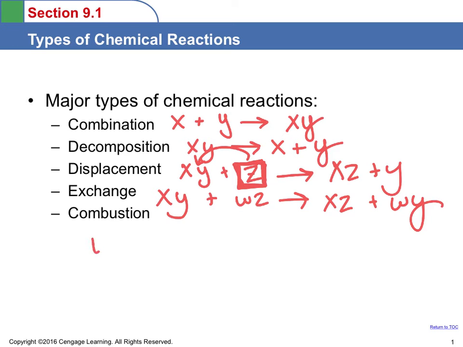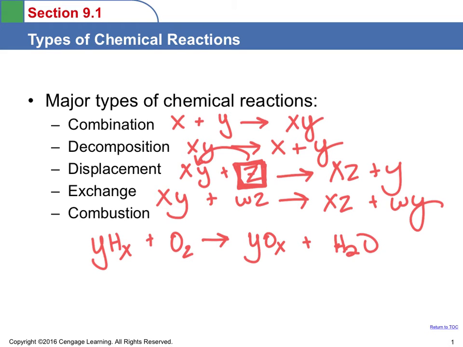Combustion, you're going to take some molecule that almost always contains some number of hydrogen atoms. You'll always be reacting it with oxygen, and then you will make some combination product plus water as a second product.